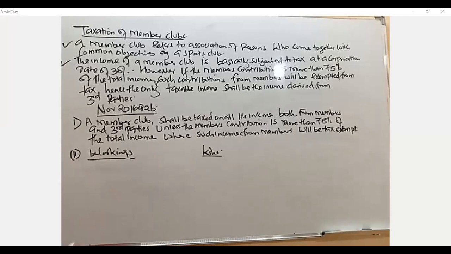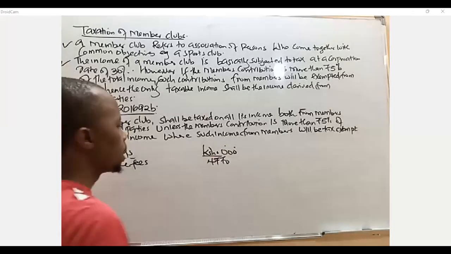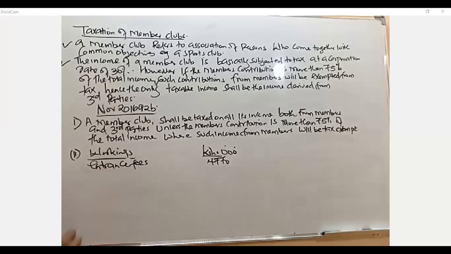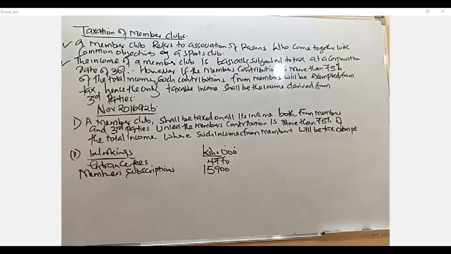So when you look at the income from members, we have entrance fees. Our entrance fee is 47,700. Then the next one we have the member subscriptions, those we get from members. The member subscriptions are 15,900. The other one is the interest on late subscriptions, which is 785.